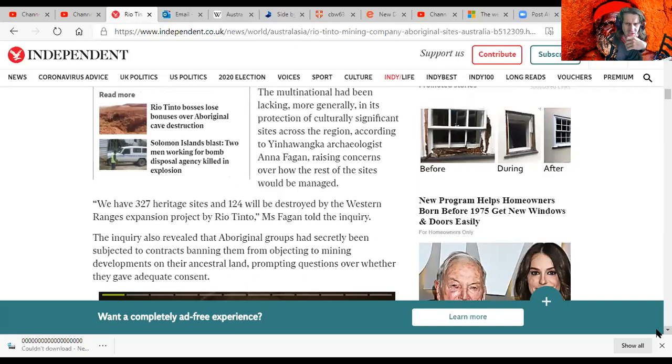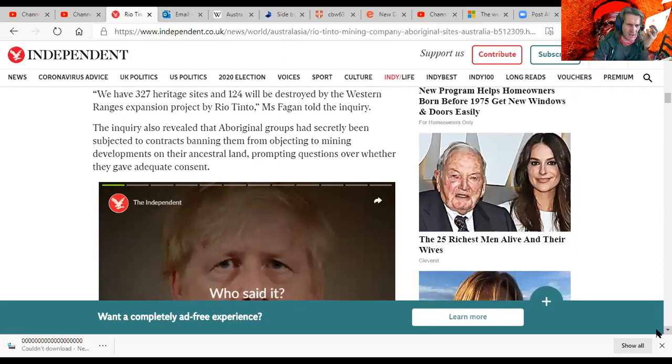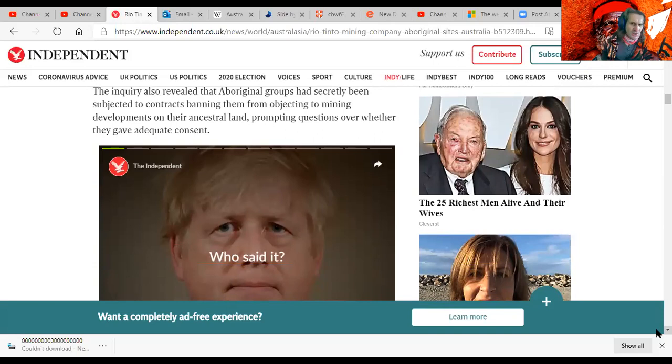The multinational had been lacking more generally in its protection of culturally significant sites across the region, according to Yinhawangka archaeologist Anne Fagan, raising concerns over how the rest of the sites would be managed. We have 327 heritage sites and 124 will be destroyed by the Western Range expansion project. The inquiry also revealed that Aboriginal groups had secretly been subject to contracts banning them from objecting to mining developments on their ancestral land. In other words, they've been blackmailed, prompting questions over whether they have adequate consent.